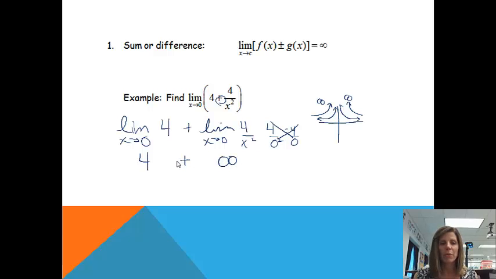So now we have 4 plus infinity. And if you just think about this common sense wise, infinity is like a super duper huge number. If I add 4 to it, it's just going to be an even more super huge number. So my limit is still going to be infinity. Adding 4 to it really is not going to make a difference in my answer. So the answer to that problem would be infinity.